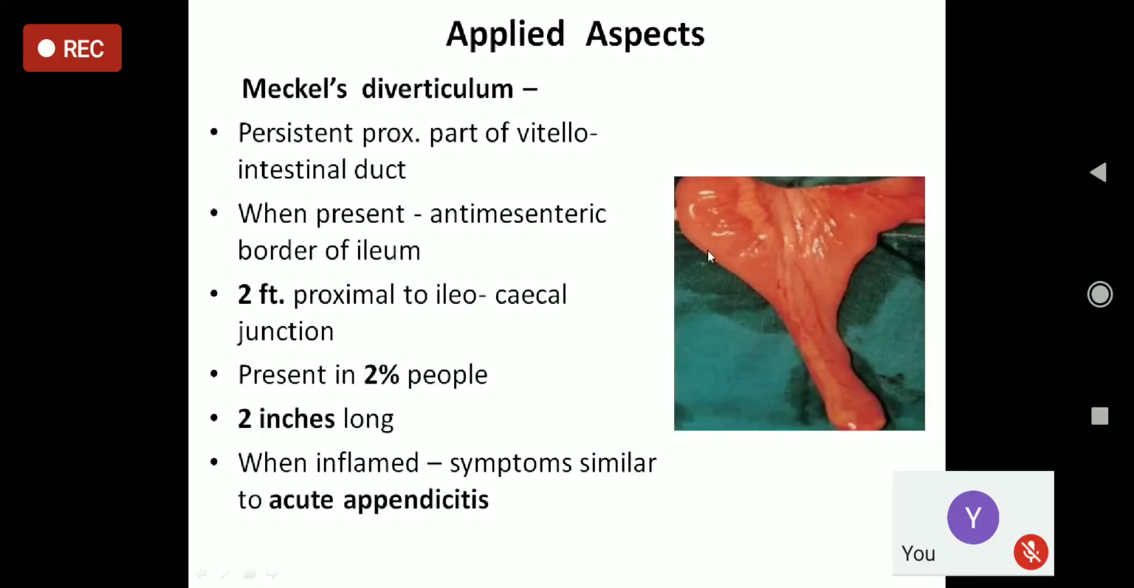As I said, it is a developmental defect, so it is not always present. Whenever it is present, it arises from the anti-mesenteric border of the ileum. Here you can see the ileum. This is the diverticulum, which arises from the anti-mesenteric border, and it is mainly remembered by the rule of two, because it is present in 2% of people. It lies 2 feet proximal to the ileocecal junction, and it is 2 inches long. Whenever it is present and gets infected, the symptoms are similar to those of acute appendicitis. So this is the mucus diverticulum.